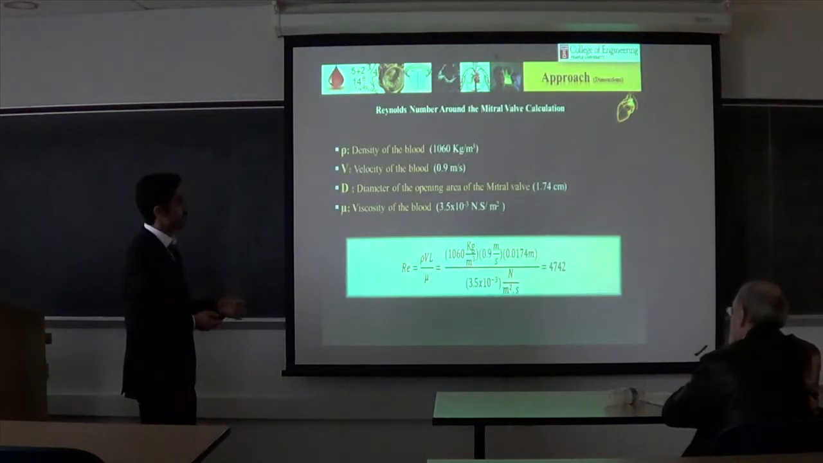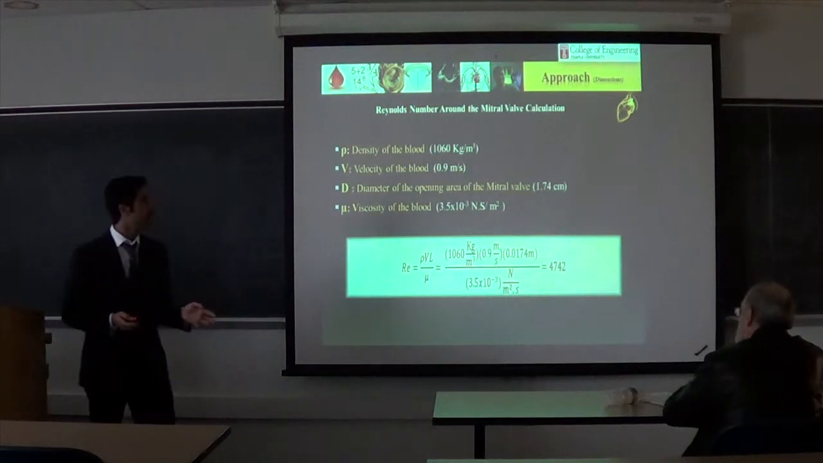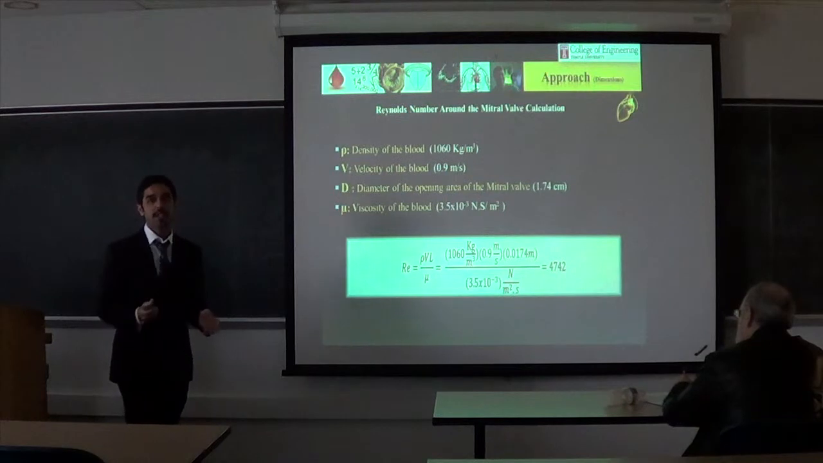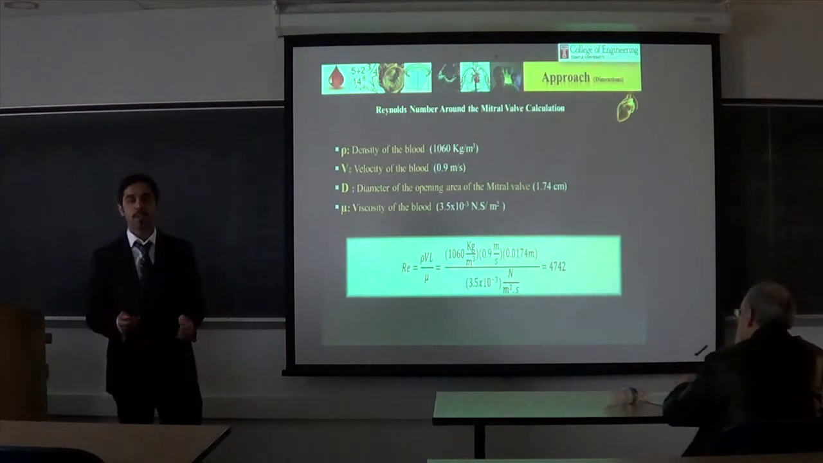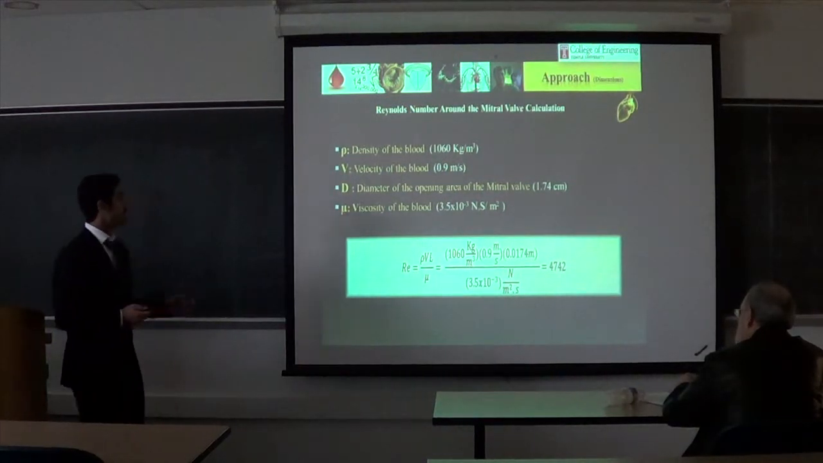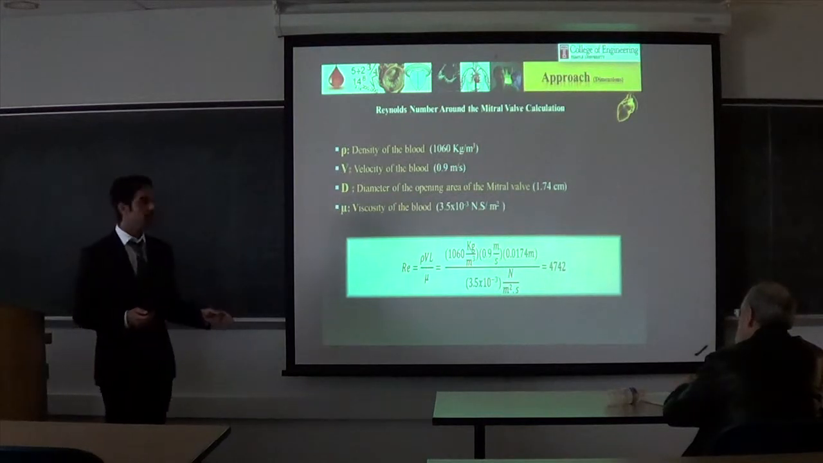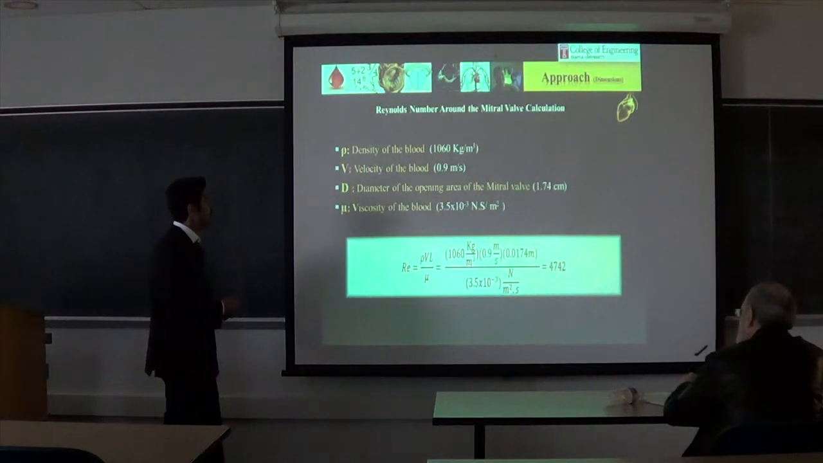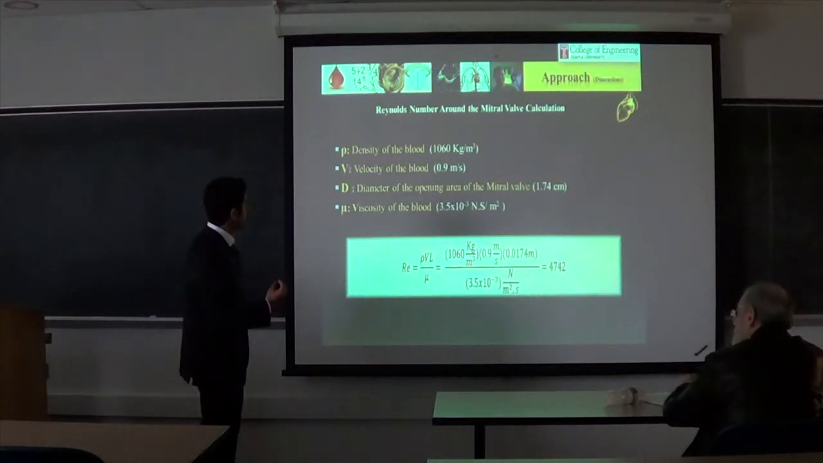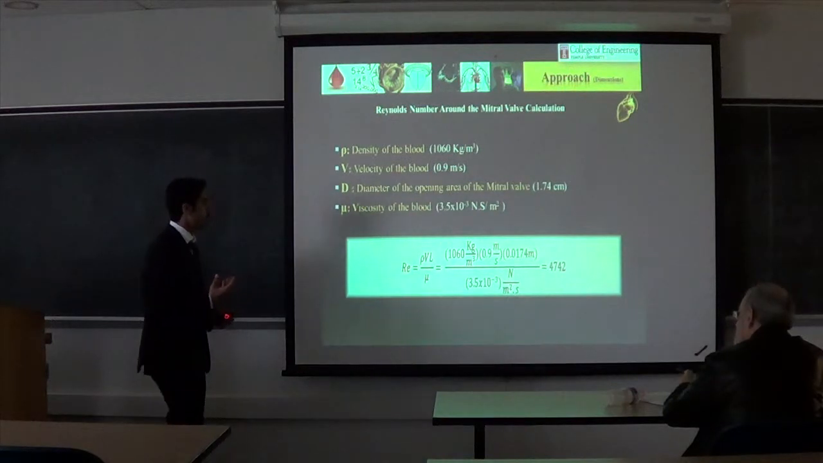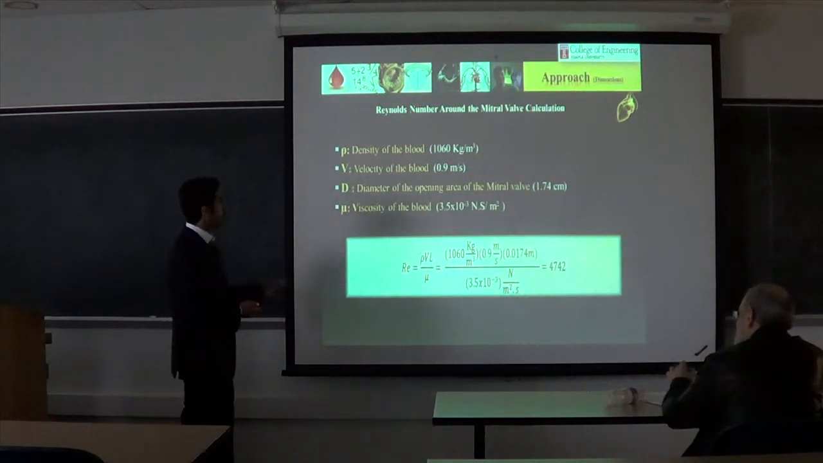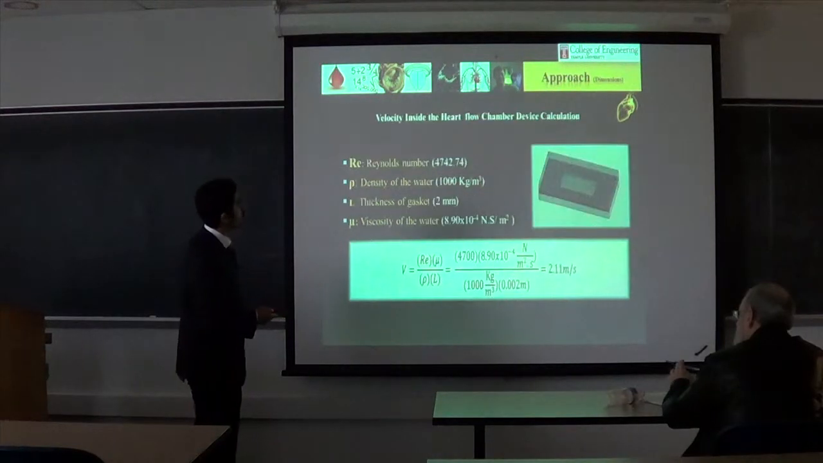Finding the Reynolds number was very important in this project. By using the velocity, density, and viscosity of the blood, and also the diameter of the opening area of the mitral valve, we are able to find the Reynolds number value, which is around 4,700. This is a very high value, so we know that we will have a turbulent flow in our flow chamber.